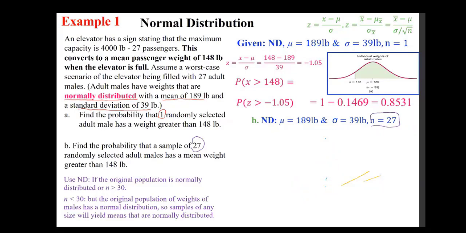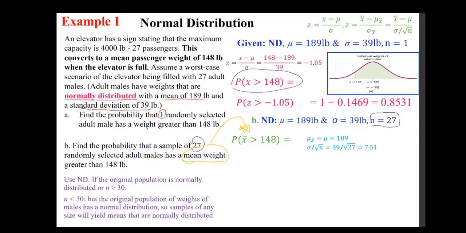And what I want you to pay attention to now, what happens to the formula? We had the probability of X is larger than 148. Take a look. This is what we had. Now we change this to probability of X bar larger than 148. Find the probability that the sample of 27 randomly selected adult males has a mean weight, and this is X bar, probability of the mean weight. Therefore, we're going to use the second formula, z equals x bar minus mu of x bar over sigma of x bar, or x bar minus mu over sigma over square root of n.